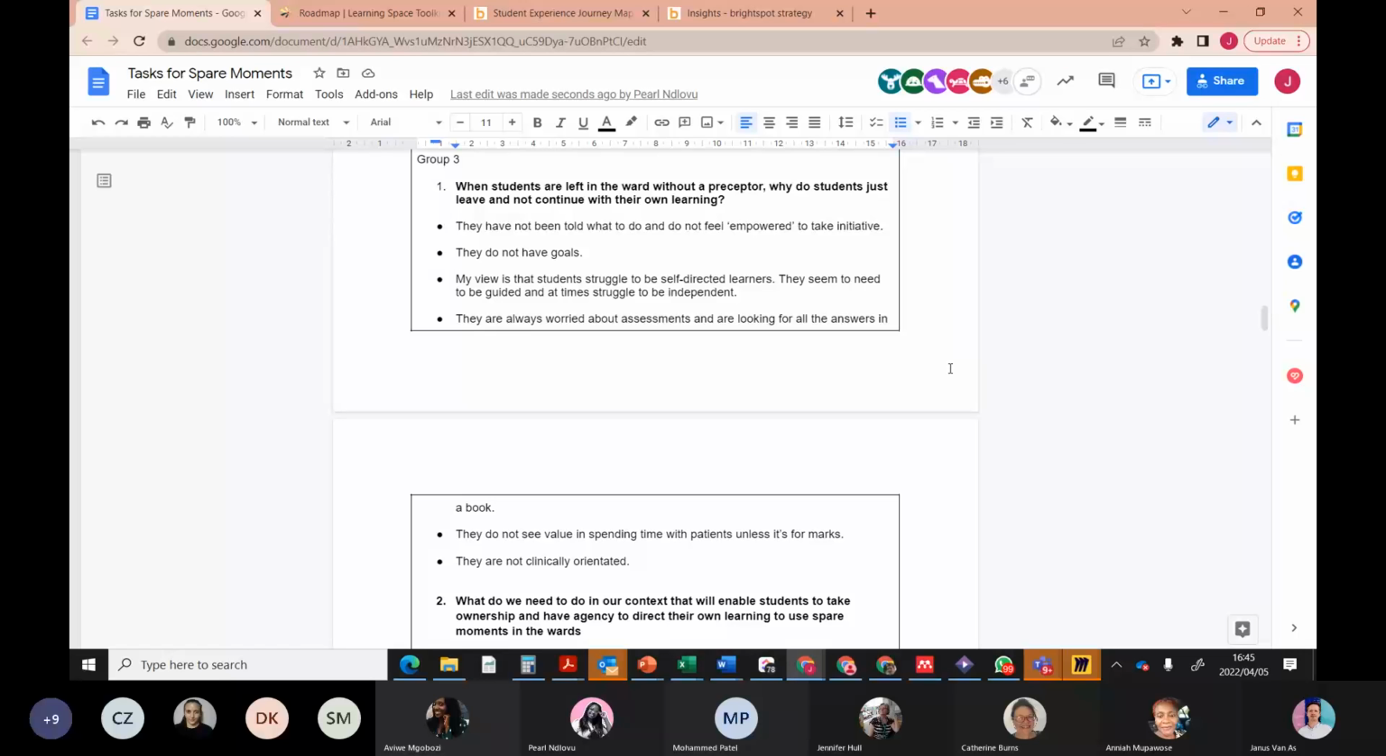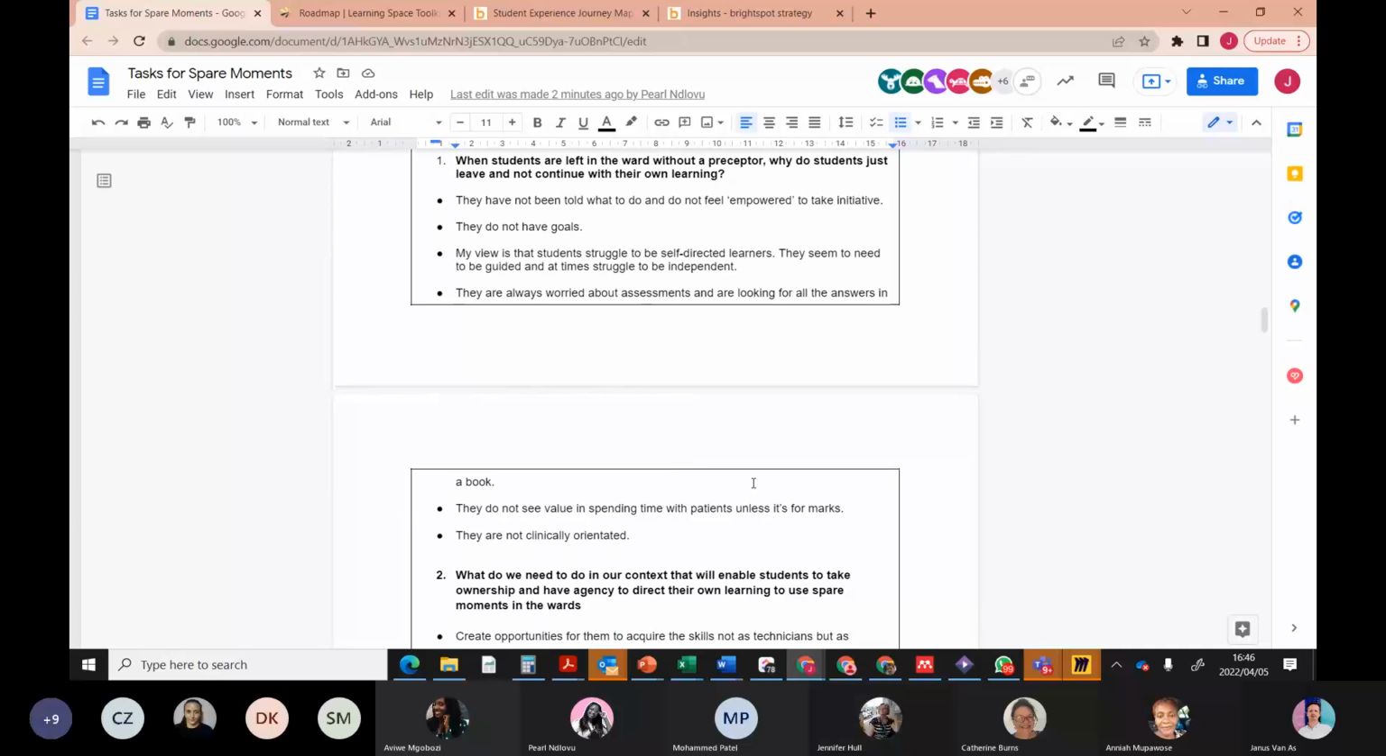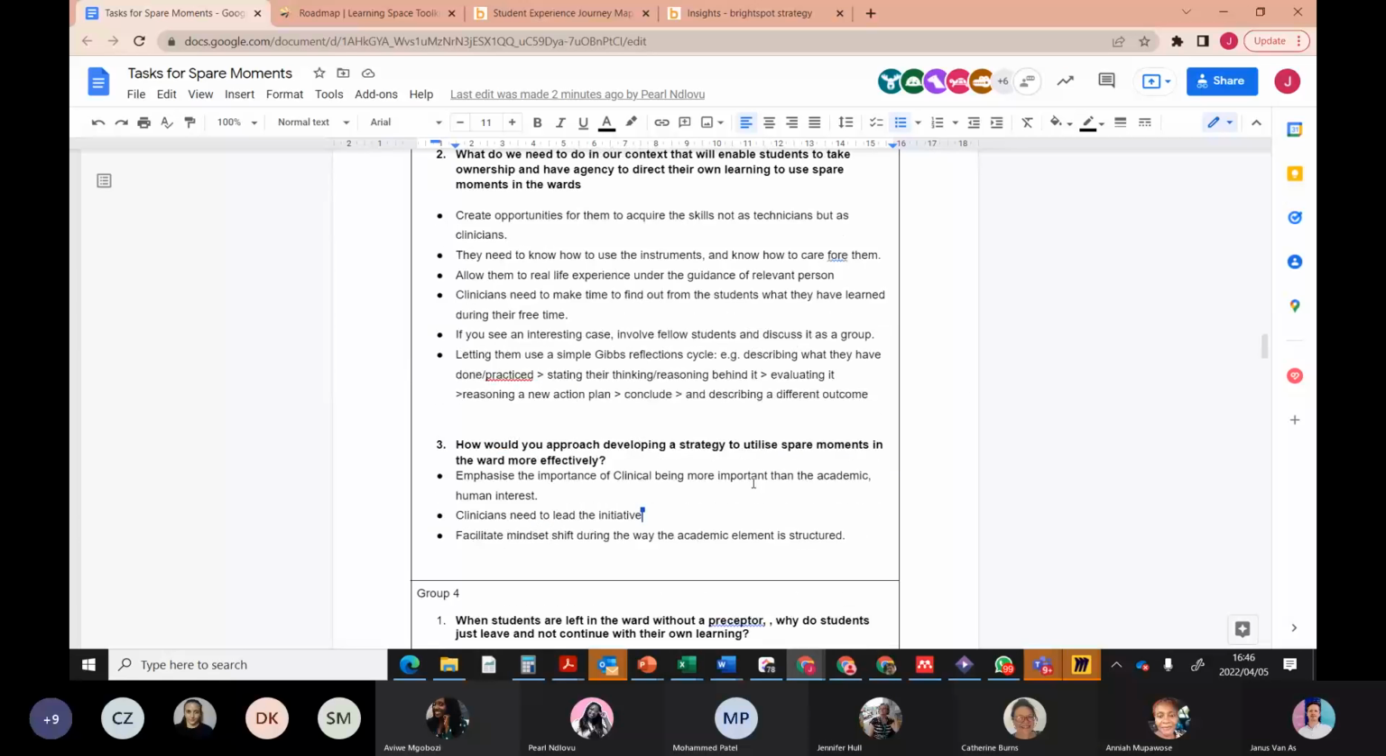They are always worried about assessment and are looking for all the answers in the book. And then they do not see value in spending time with patients unless it's for marks. And that boils down to they are not clinically orientated. And then the second part, thank you for scrolling.